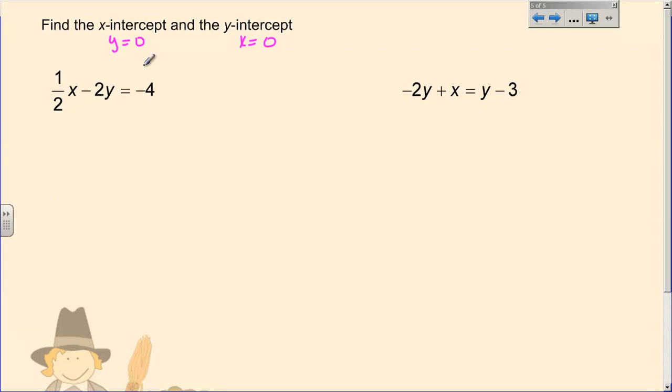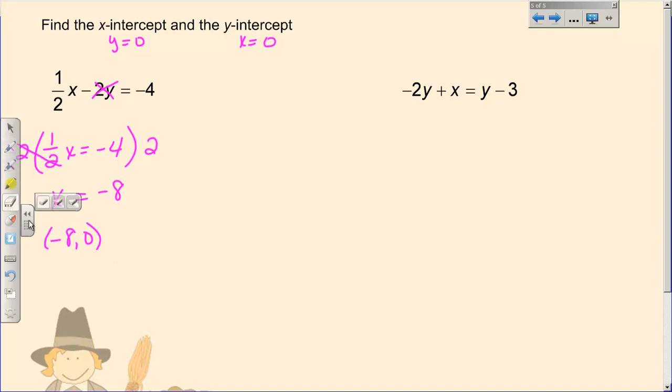So if I want to find the x-intercept, that's the point where y equals 0. So that means I get to plug 0 into here. Well, 2 times 0 just equals 0, so this just cancels out. So I can pretend like this isn't here, and I can solve this equation for x. To do that, I can multiply by 2 on both sides to get rid of the denominator in the fraction. That leaves me with 1x, or just x. And then negative 4 times 2 is negative 8. So my x-intercept is negative 8, but I need it as an ordered pair because it is a point on the graph. So it is at (-8, 0).